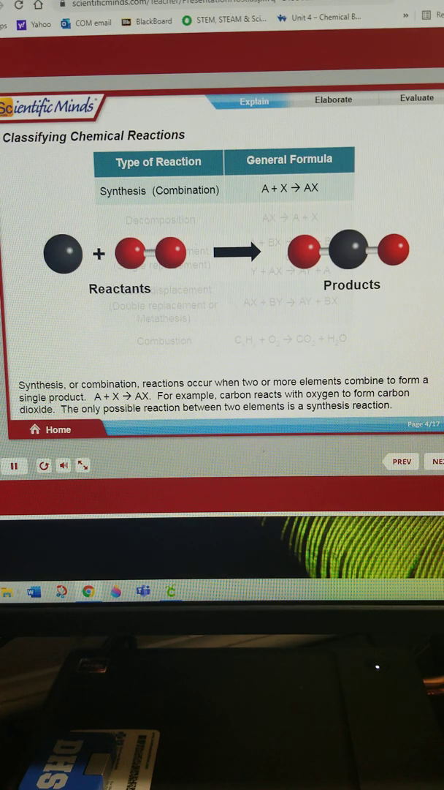Synthesis or combination reactions occur when two or more elements combine to form a single product. A plus X yields AX. For example, carbon reacts with oxygen to form carbon dioxide. The only possible reaction between two elements is a synthesis reaction.